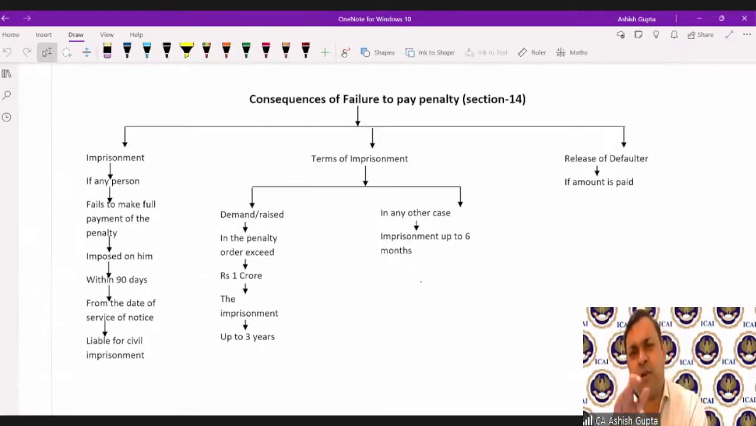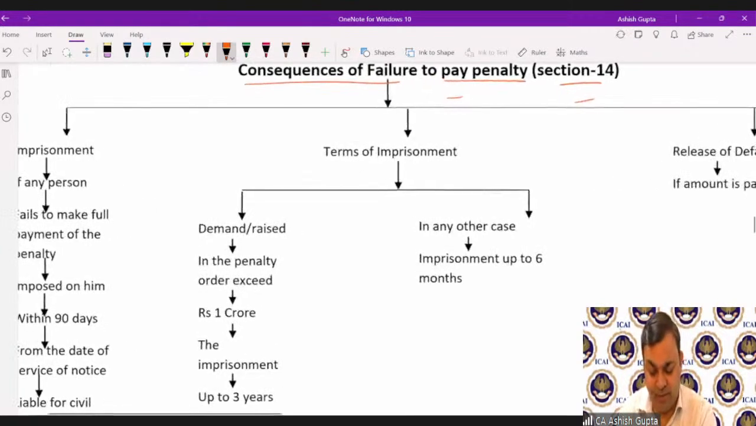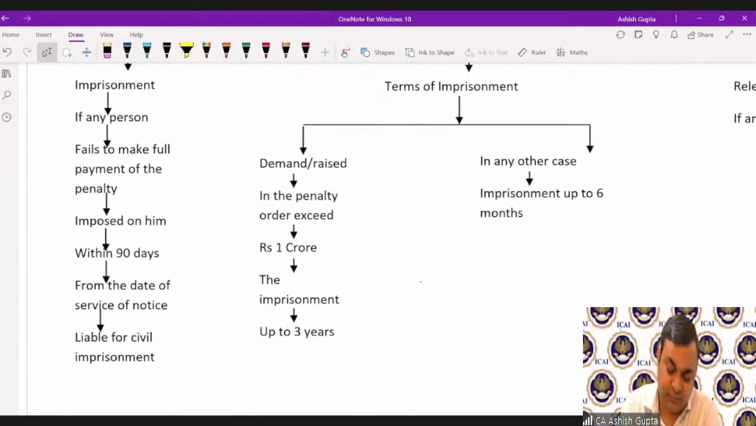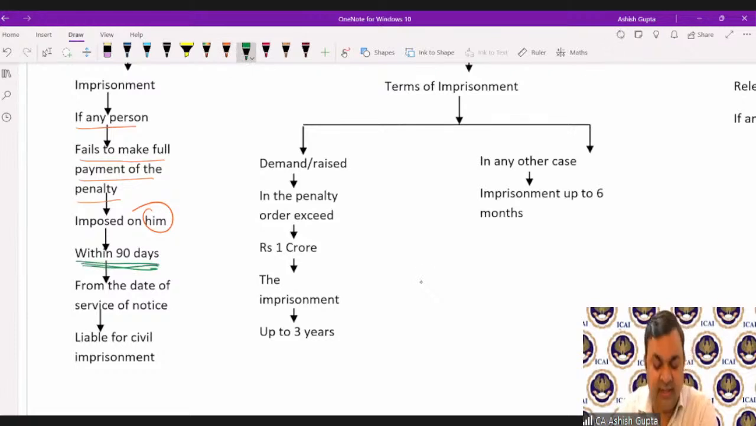Section 13 prescribes the penalty part, and section 14 deals with the consequences of failure to pay the penalty, and this is also an important part. Now, there is a provision of imprisonment. If any person fails to make the full payment of the penalty imposed on him, the time period prescribed is within 90 days, and the 90 days start from the date of service of notice. He is liable for civil imprisonment.